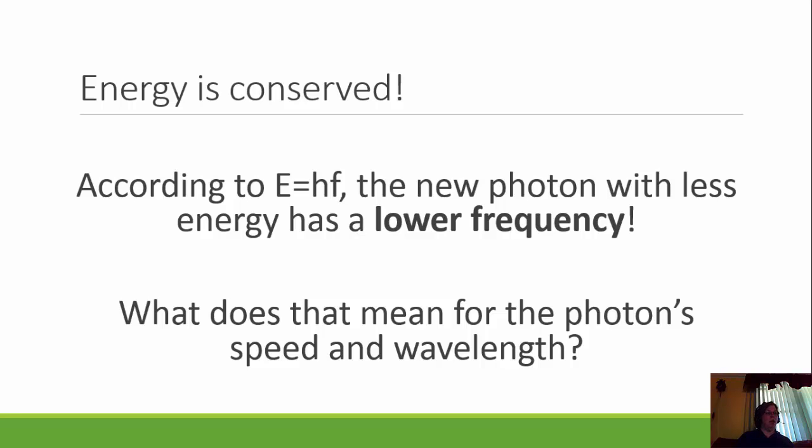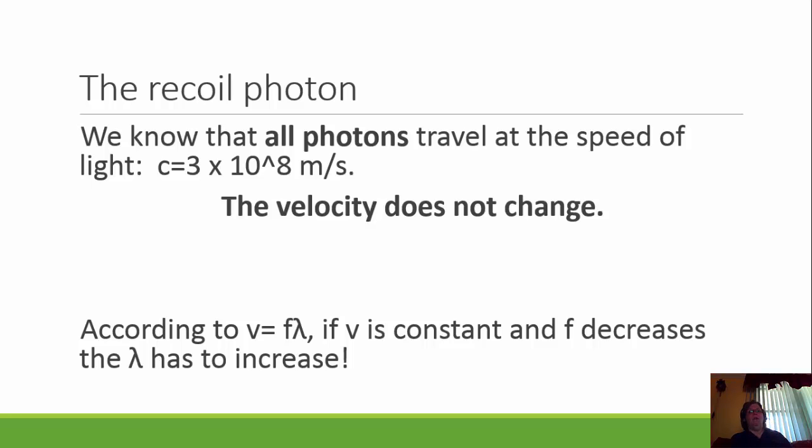Because you can bet they're going to ask questions on this on the Regents exam, and they're going to try to trick you here. Because you know it's a photon, and we know all photons travel at the speed of light, 3 times 10 to the 8 meters per second. So the velocity of that recoil photon after the collision does not change. That photon is still traveling at 3 times 10 to the 8 meters per second, of course assuming that we're measuring the speed in a vacuum.